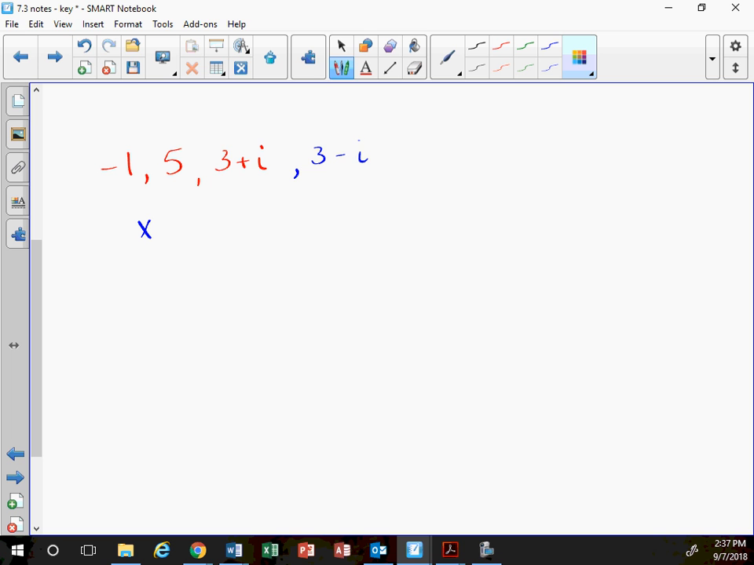So I'm going to write x equals negative 1. x equals 5. x equals 3 plus i. And x equals 3 minus i. I really think this step helps with these so you guys don't screw up the signs on those factors. All right. So the factors that I'm actually going to put together to make the polynomial, what do I get out of x equals negative 1? x plus 1, okay.